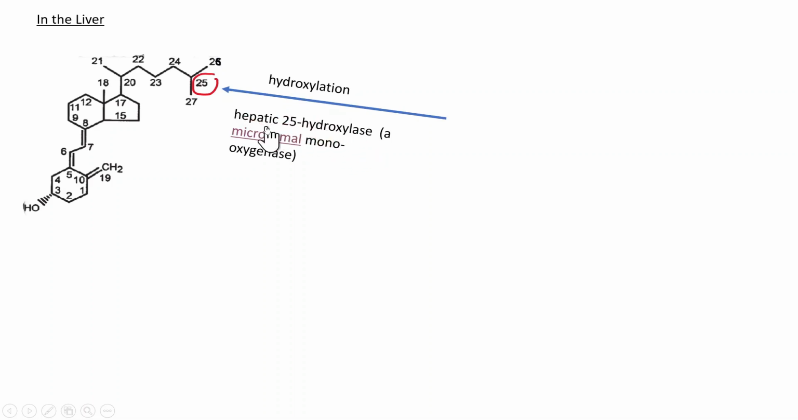Why is it known as hepatic 25 hydroxylase? Because it is present in the liver. That is why it is called hepatic, as it is doing hydroxylation at the 25th carbon. Then what is special about this enzyme? It is a microsomal monooxygenase. Then what is this microsomal monooxygenase? I will explain.